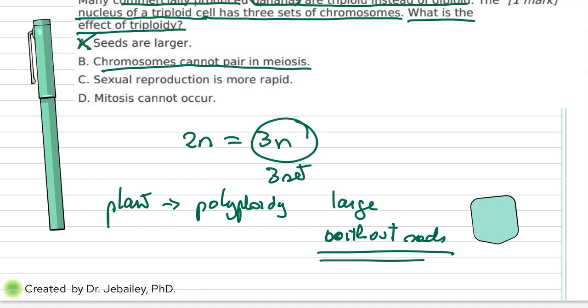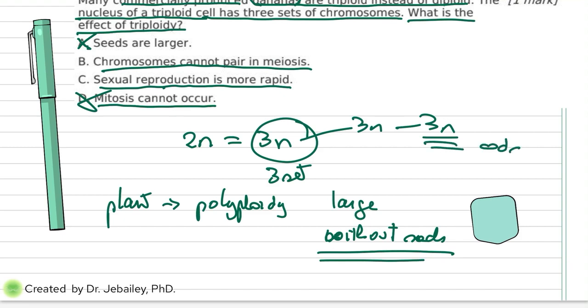Chromosomes cannot pair in meiosis. Sexual reproduction is more rapid. Mitosis cannot occur. Mitosis can occur because, again, you can go from making 3N to 3N, so not this. Sexual reproduction is more rapid. No, you can't. Remember, when it's odd, that's it. If it's odd, it cannot reproduce, so it's off. So the only one you have here, chromosomes cannot pair in meiosis. That is true, because homologous is always about pairing.